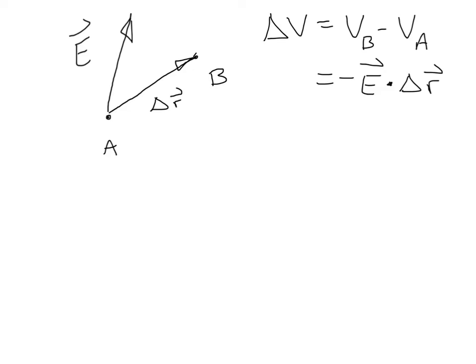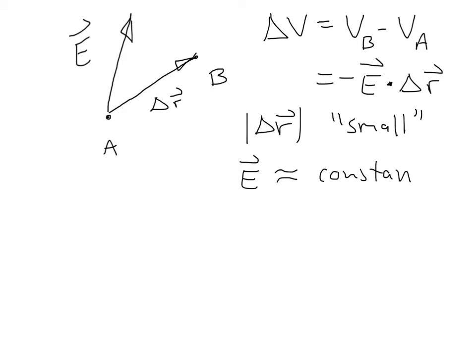In order for the potential to be relatively constant in this area, for that to be true, we require that this separation distance is small. By small, I mean it has to be small enough so that the electric field is relatively constant in that region.